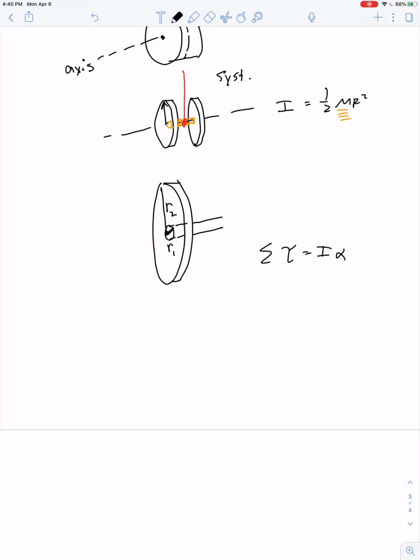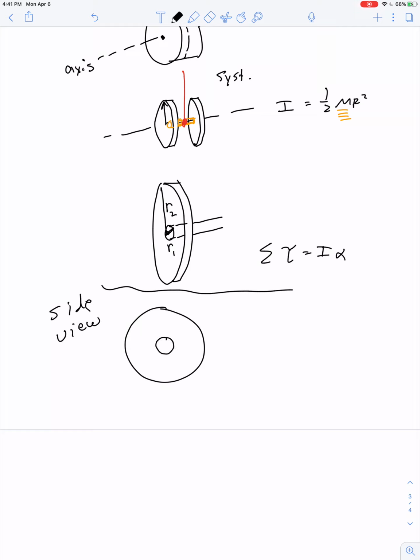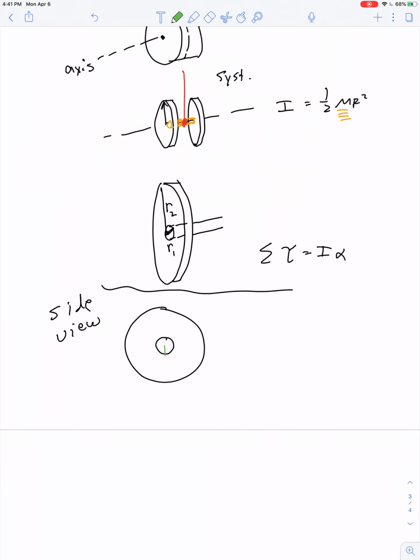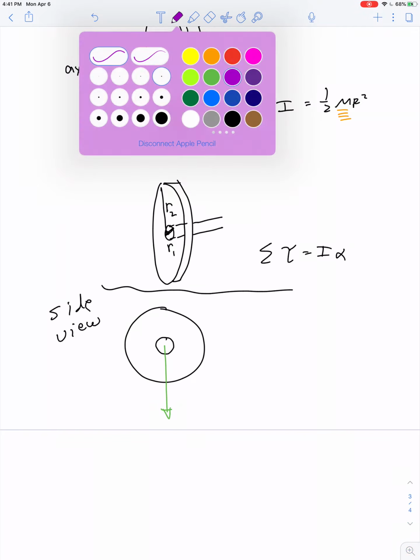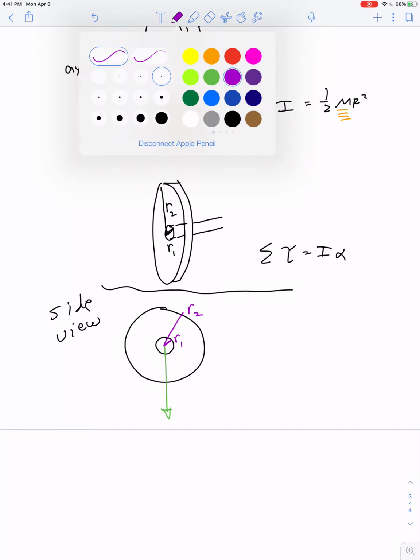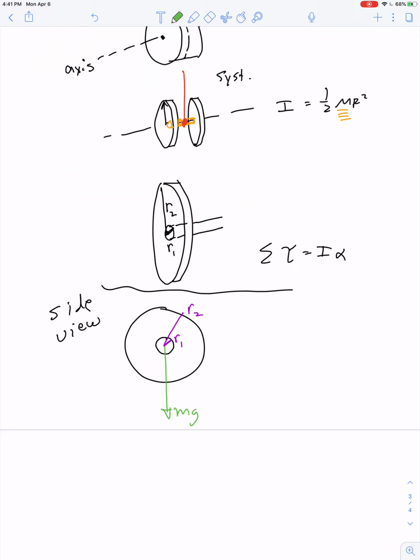So the net torque, if we view this from its side, what are the torque producing forces? Gravity pulls on the whole yo-yo. Let me label this one more time. That's R1, and that's R2, and we've drawn the force vector mg.